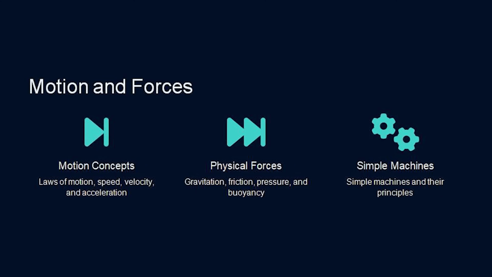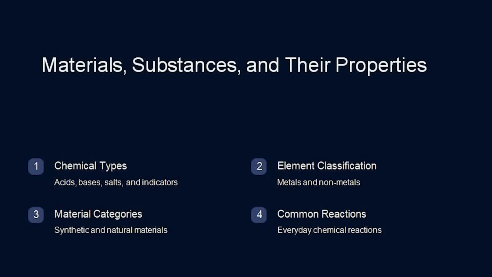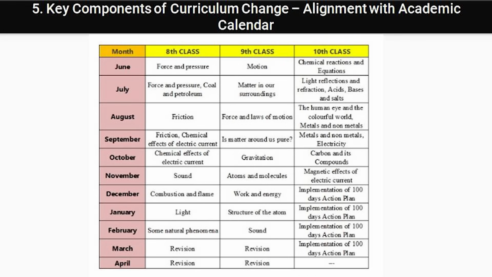Now let us move to our last area, that is material, substances and their properties. In this area we generally know acids, bases, salts and some indicators, some natural materials, some synthetic materials, metals, non-metals, and in everyday life we also observe so many chemical reactions around us. All these subtopics come under material, substances and their properties. So this is about the core themes of the science curriculum. That means while preparing a science curriculum we have to take into consideration all these 5 areas according to NEP 2020.